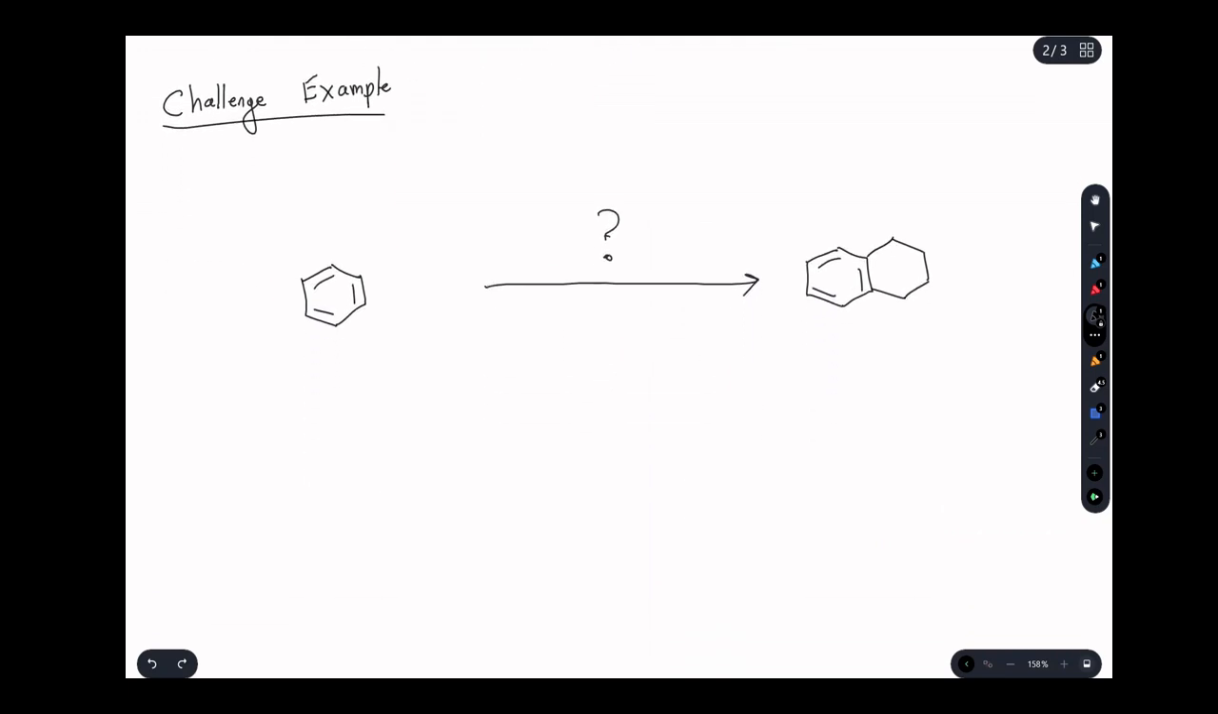Now, before wrapping up, feel free to pause the video and have an attempt at trying this challenge problem. I'll give you a hint. There are definitely 2 different EAS reactions, or 2 subsequent EAS reactions, that are happening to make this ring. Best of luck.